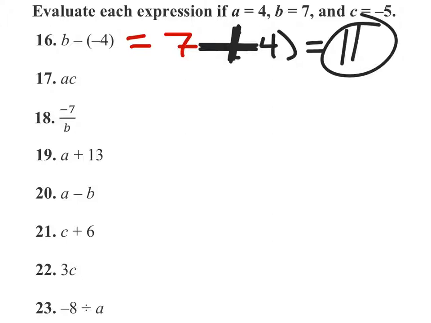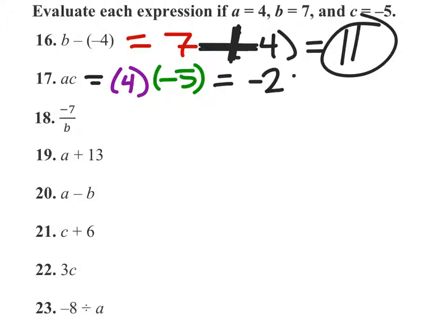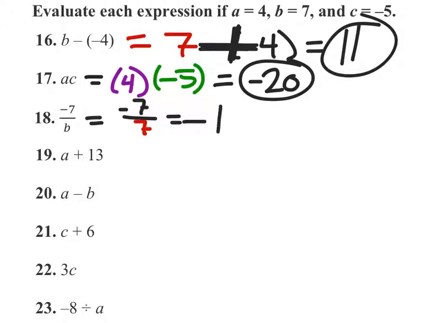All right, 17 is A times C, so we're going to replace A with 4. And then we're going to replace C with negative 5. So this is really asking what 4 groups of negative 5 would be. And that would be a negative 20. All right, 18, we got a negative 7 divided by B, which as we all know from the top there is 7. So it's kind of like the opposite of 7 divided by 7. And that would be a negative 7 divided by 7, 1.